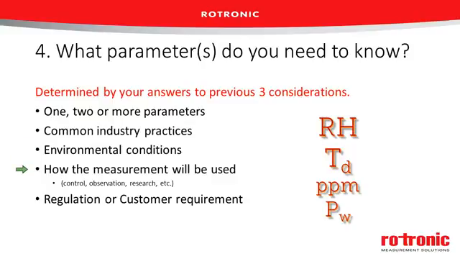Then when you're thinking about the parameter, you should also think about how that parameter, that output, will be used. Is the output going to be used to control? That means your output is going to have to match the input to the control system. Is the output only going to be observation? If that's the case, then what parameter will need to be observed?